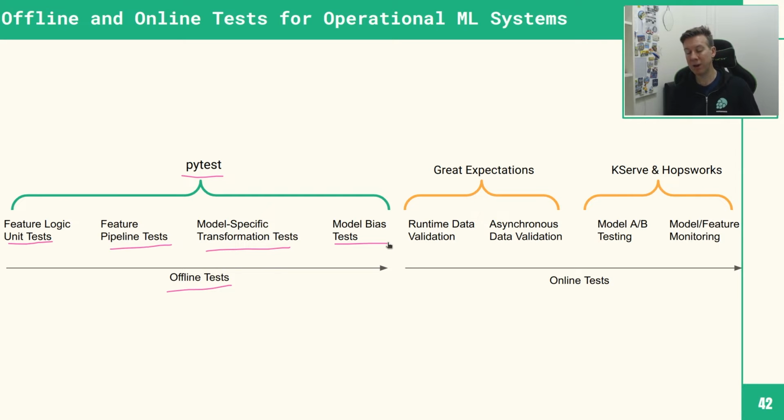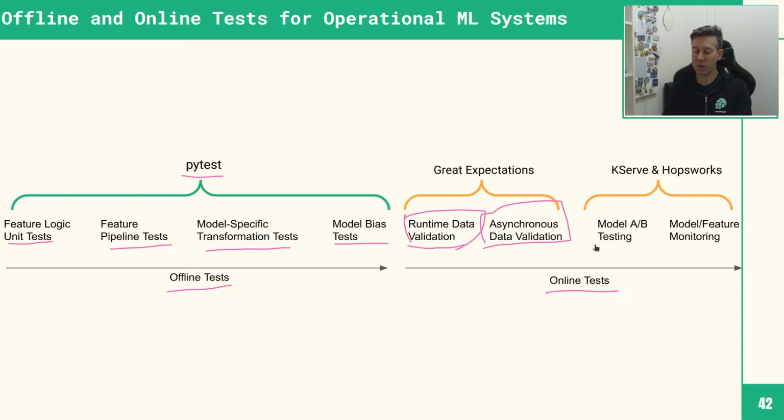So we can have a trained model, and then we can use some sample data or some test data to make sure that the model isn't biased against that test data. Now there are also online tests. Online tests run in production. You can also run them in training or offline when you're testing, but typically we can think of them as being validation steps in a production system. So for example, when feature pipelines are being written, we can perform runtime data validation. That means we validate the data before it's written to the feature store. We can also validate it later with asynchronous data validation.